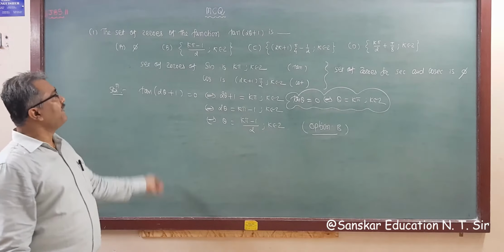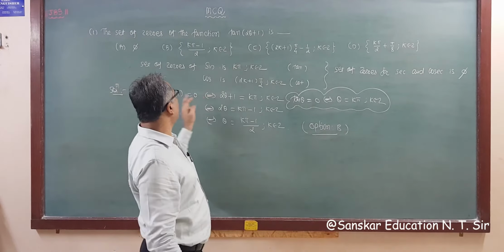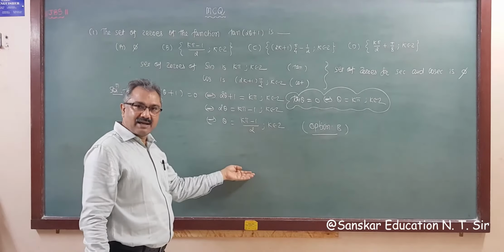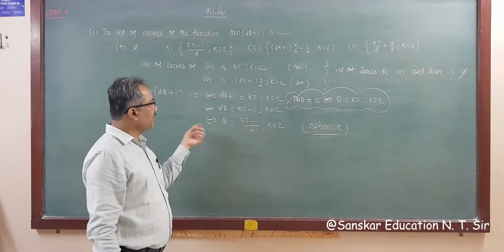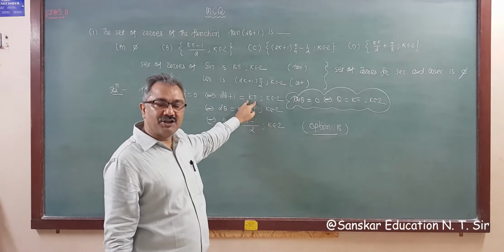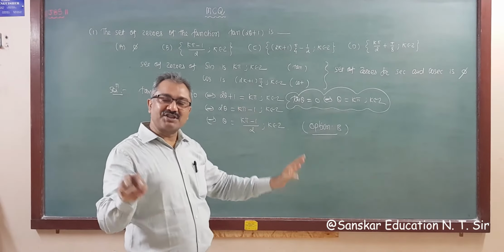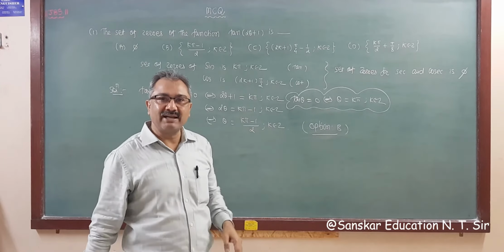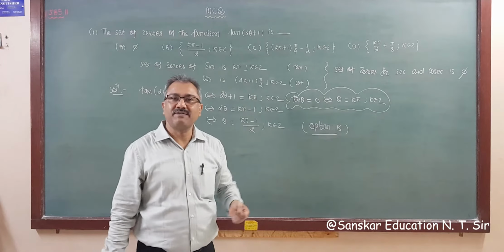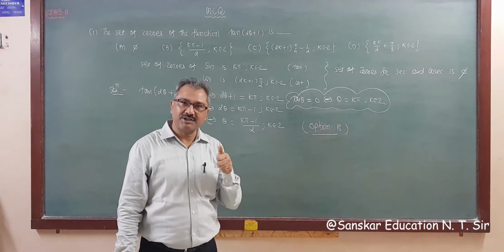Got it? If instead of this it is given sine, then you have to take k pi, the same answer. For cot you have to write 2k plus 1 pi by 2, the same as for cos. And if sec or cosec is given, then without saying anything you write that the set of zeros for that function is phi. Okay, got it?